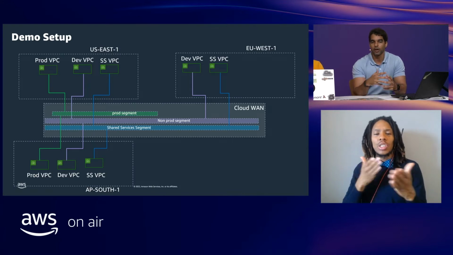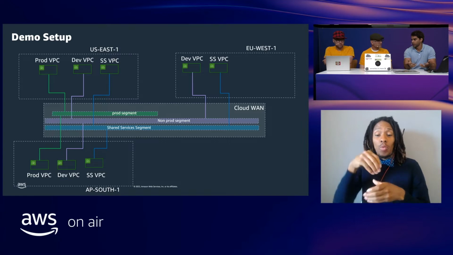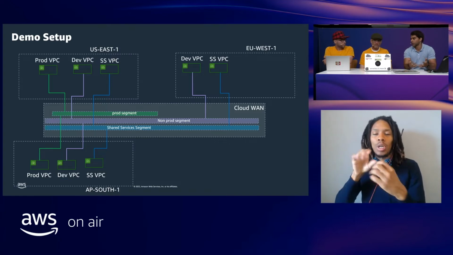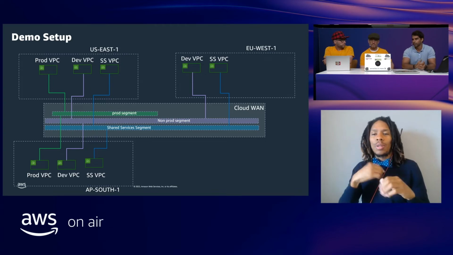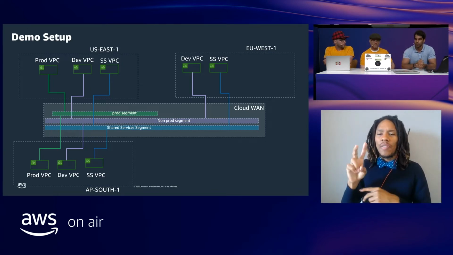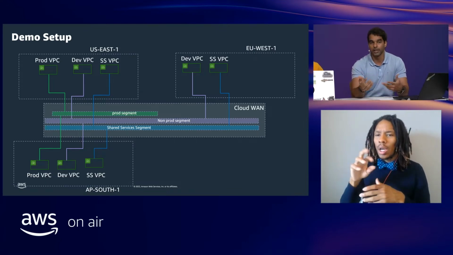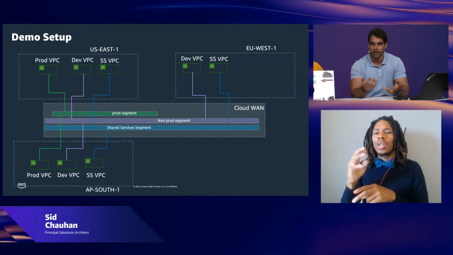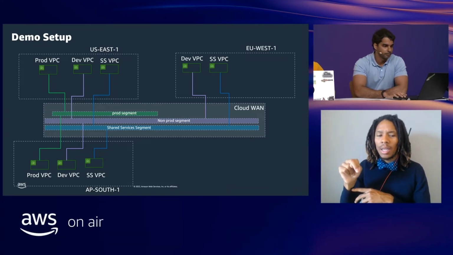Now, by default, all of the VPCs within a segment can communicate with each other, but the segments cannot talk to each other. So that's the security boundary we create. Typically on-premises, people understand this as VRFs, which is a virtualization within your routers. Or if you are using MPLS, then we have L3 VPN over MPLS. So it's a similar concept.